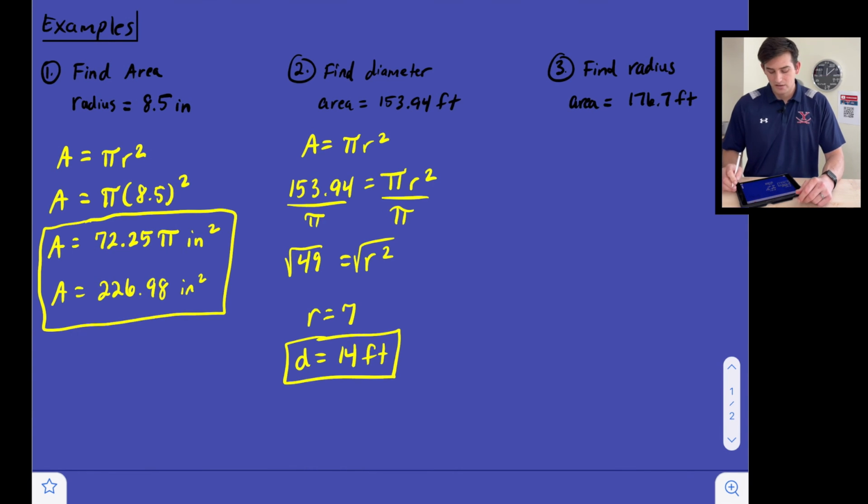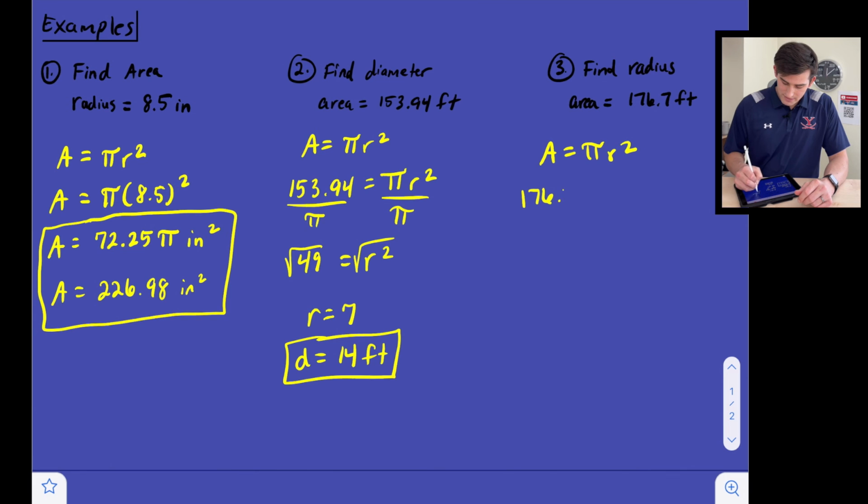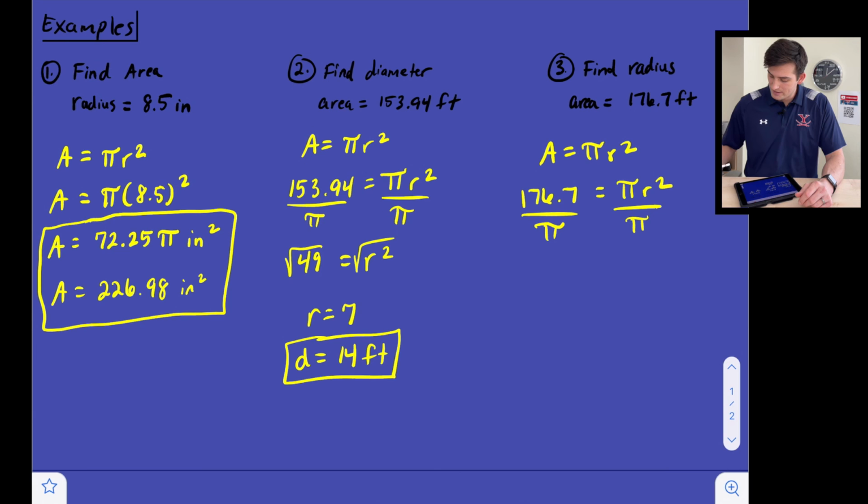Okay? And our last example, we want to find the radius. So it's going to look very similar to number 2, but we don't have to multiply our r value by 2 because we just want to know the radius. So we can start off with area equals pi r squared. We know our area is 176.7 feet, and that's equal to pi r squared. Once again, let's divide both sides by pi, and we can come over to our calculator, 176.7 divided by pi. And it's going to give me, we'll call it 56.25 equals r squared.